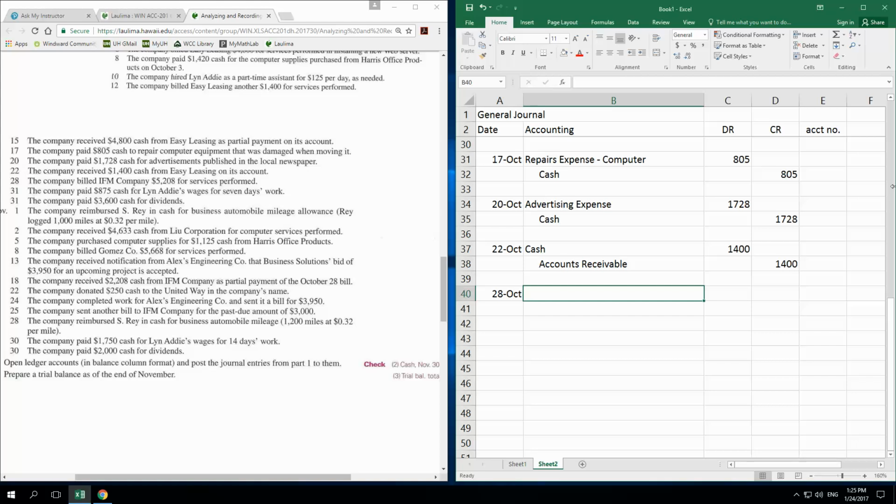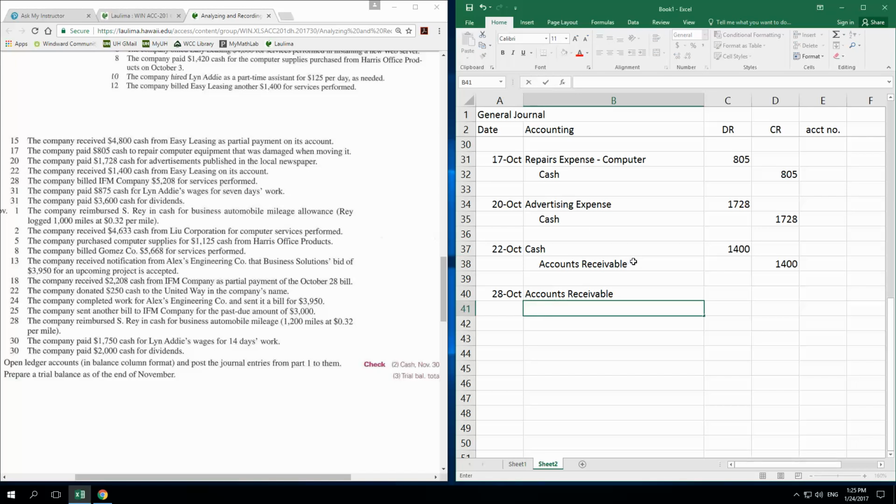10/28. On 10/28, the company billed IFM company $5,208 for services performed. So this is similar, but it's a different customer we're charging. If you really wanted to be detailed, you'd indicate that that's IFM. In a future chapter, they may require us to do that, because you end up having subsidiary ledgers for each customer. But that all totals up into the total accounts receivable. You have to keep track of things by customer, so you know who to call when they're not paying on time.